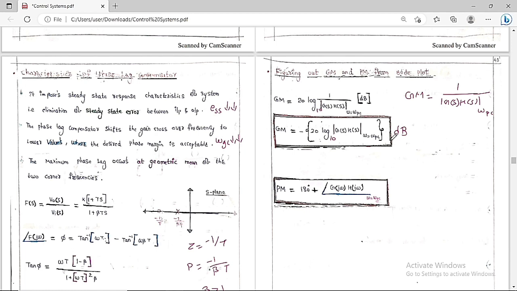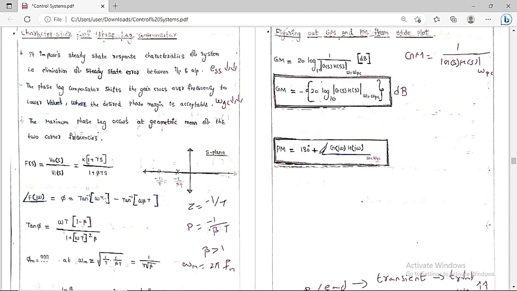Let's remember, the phase crossover frequency is the frequency at which the phase angle of G of S H of S is equal to minus 180 degrees. At that frequency, see the magnitude on the Bode magnitude plot, which is 20 log mod of G of S H of S at omega PC. Attach the minus to it, and we get the gain margin in dB. This way we get the gain margin in dB just by seeing the Bode plot.